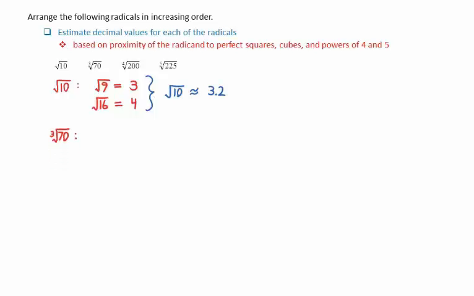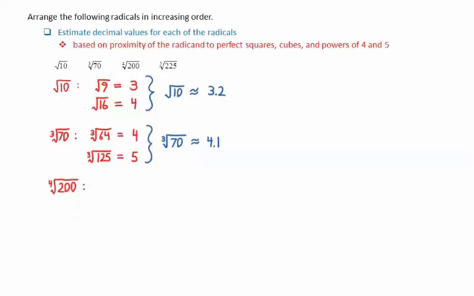For the cube root of 70, the cube root of 64 equals 4, and the cube root of 125 equals 5. This means that the cube root of 70 must be in between 4 and 5, a lot closer to 4. 4.1 would be a good estimate.